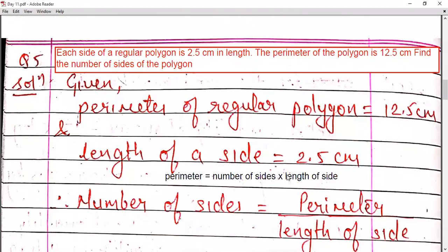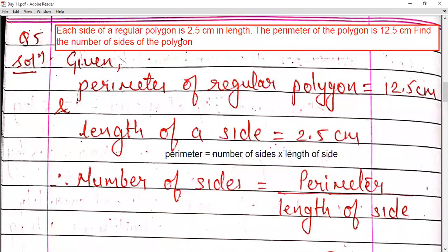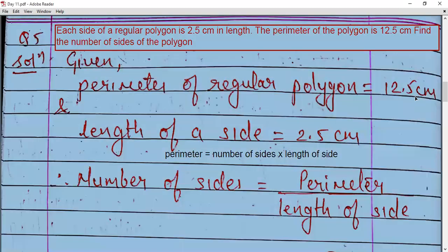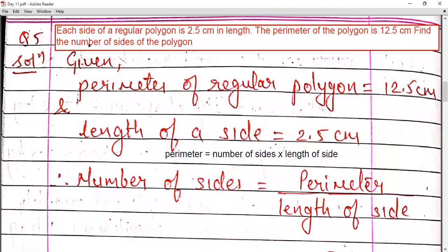Moving to question number 5. Each side of a regular polygon is 2.5 centimeters in length. That means the length of a side is given as 2.5 centimeters. The perimeter of the polygon is 12.5 centimeters. Perimeter is also given. Find the number of sides of the polygon.